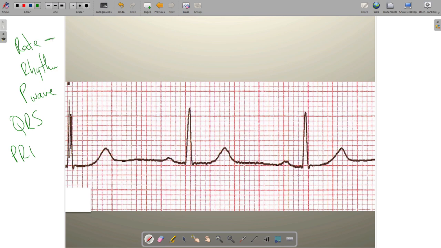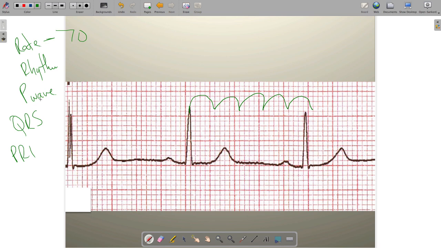So let's look at the rate first. These look pretty close together, so I'm going to use the sequence method. Now, I can't even use the 6-second method because I don't have enough. So I'm going to start here, and I'm going to go 300, 150, 100, 75, 60 would be right here. So I'm a little above 60, so I'm going to say my rate here is 70.